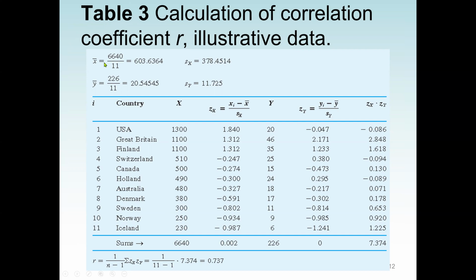So we have the X mean here. The total X value here is 6640. We find the X mean, 6640 over 11. The same thing, we go to the Y. This is the Y value. We add all together, we divide by 11, then we get the mean for Y. Then you can see, as we said, we find the Z for each value. So the first value, 1300 minus the mean divided by the standard deviation.